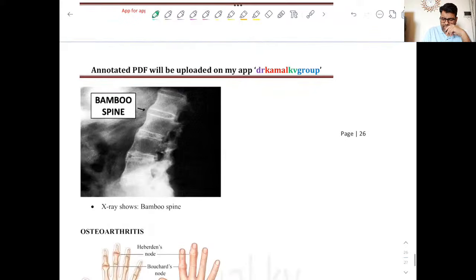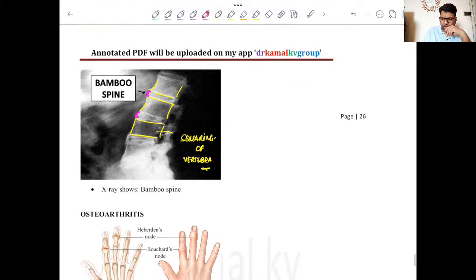And what we see classically in X-ray, we will see the classical bamboo spine. This is because of formation of these osteophytes here. So this is vertebral body, and there is formation of osteophytes, which gives rise to the typical bamboo spine. And sometimes we can also see squaring of vertebra. Right? But from exam point of view, please remember bamboo spine and don't mix it up.